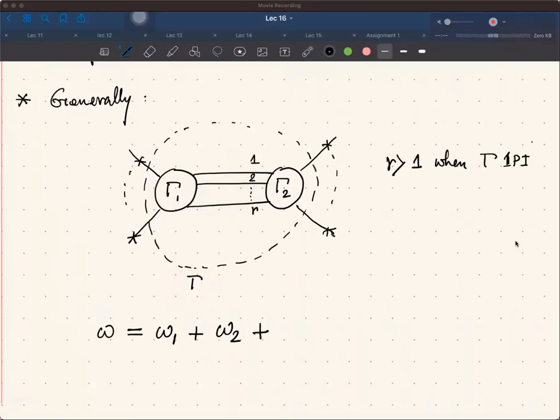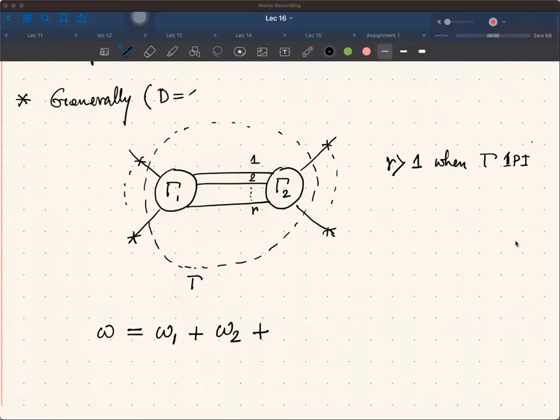Plus, there will be a contribution from these lines. The way to find out the contribution to the superficial degree of divergence from these lines is to figure out how many loops there are and how many propagators there are. Each loop will give you d powers of momentum in the numerator, and each propagator will give you k squared, momentum squared, in the denominator. So let's take d to be 4 dimensions.